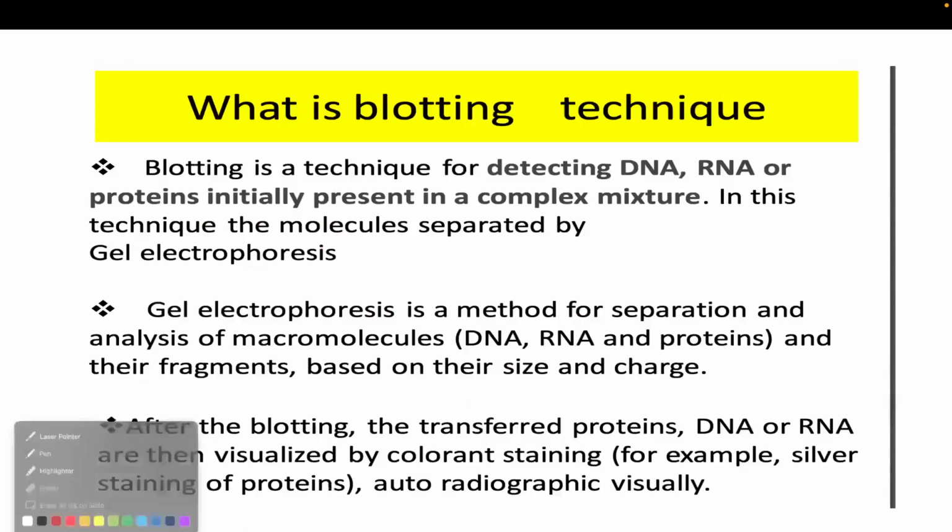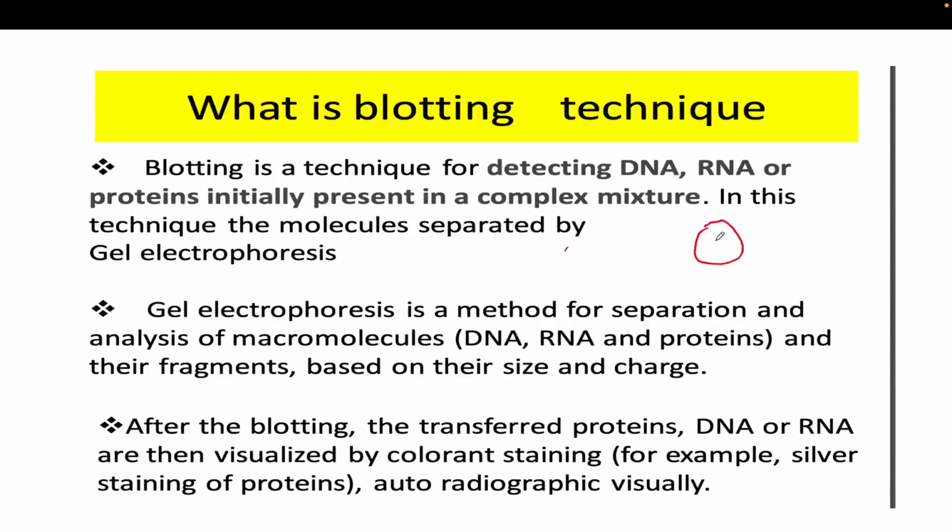Okay. So suppose there is a mixture of either DNA, RNA or protein. There are different types of protein, different types of DNA or different types of RNA. So you want to identify your target sequence. To identify those particular target sequences, the blotting technique is generally used.